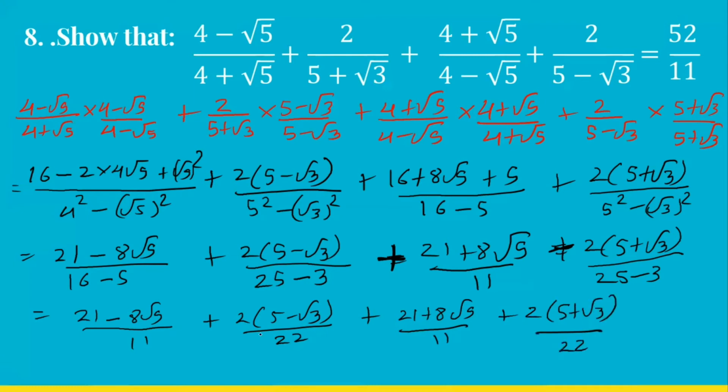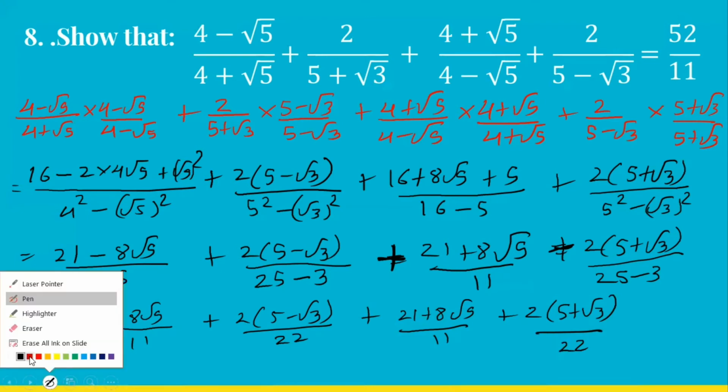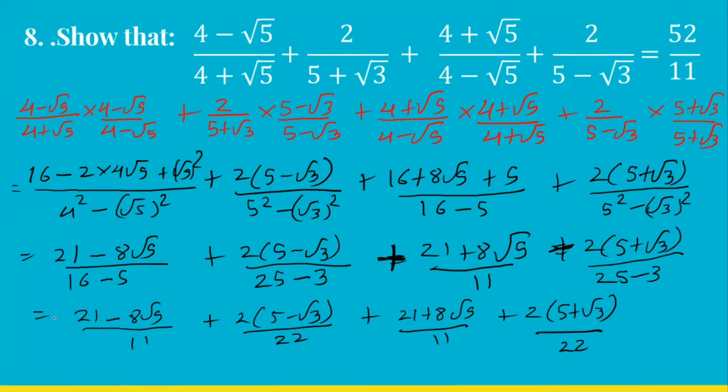So the LCM here is going to be 22. So if the LCM is going to be 22, children, I'm going to simplify this only. So here I'll have to multiply by 2, this I'll have to multiply by 2 over here, and here again, I'll have to multiply by 2, so that the denominator is going to be 22.